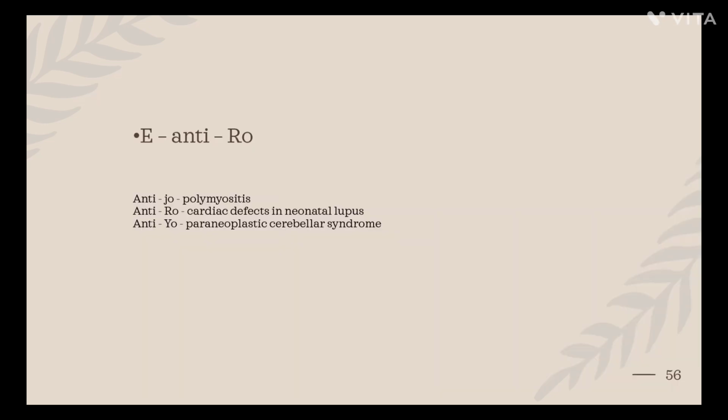We'll have some similarly named antibodies. Anti-Jo is seen in polymyositis. Anti-Ro is associated with cardiac defects in neonatal lupus and Sjogren. Anti-Yo is associated with paraneoplastic cerebellar syndrome.